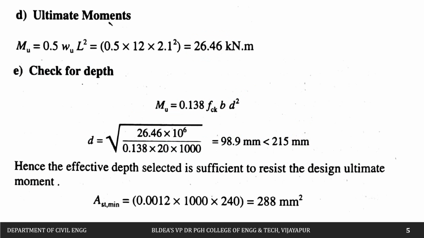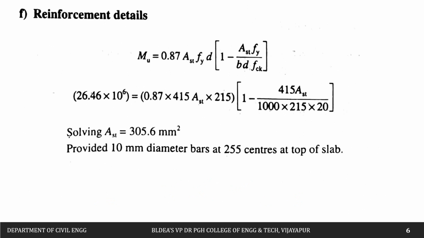Next, let us calculate the Ast minimum, that is 0.12 percent of the gross area, that is B into D. B is 1000 and D we can take as 240, the maximum depth. So therefore the requirement will be 288 mm square. This is the minimum area of steel that has to be provided.